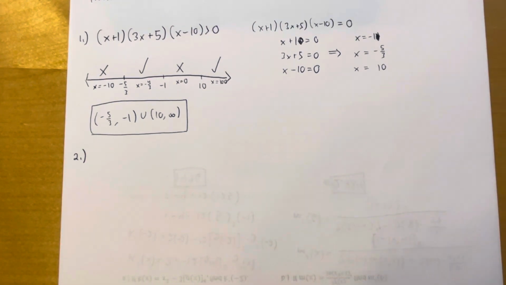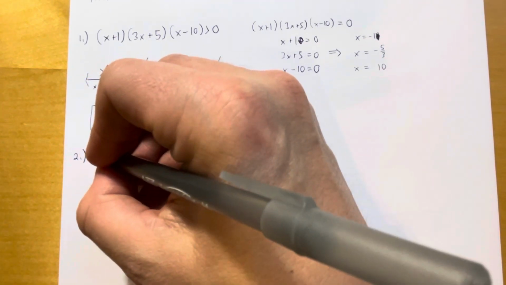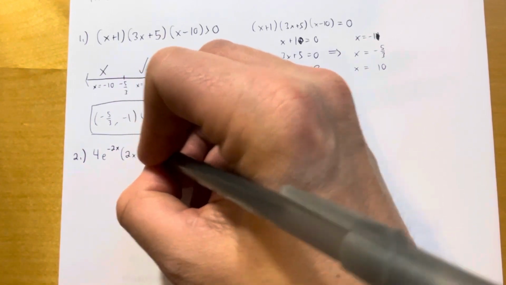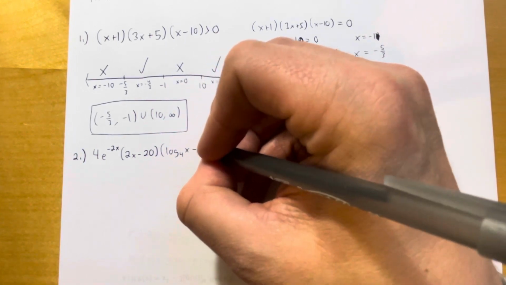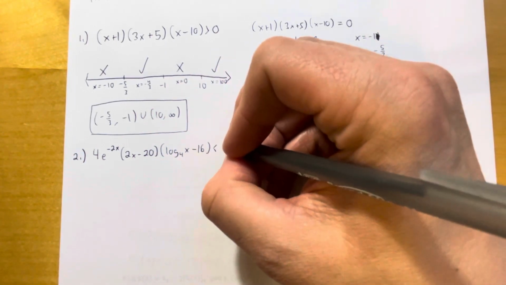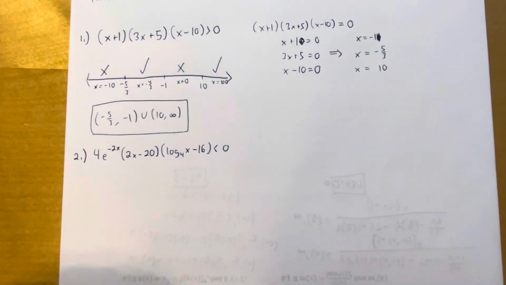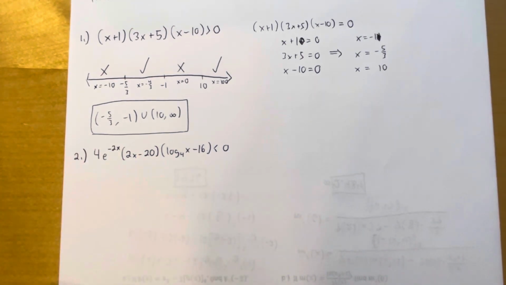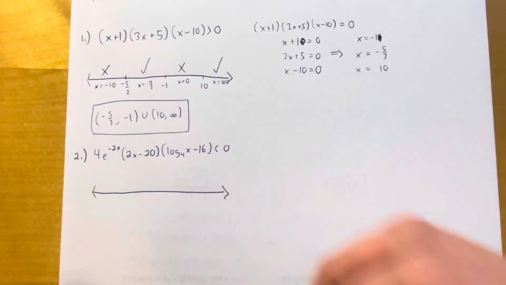All right. Let's take a look at another problem. So this one is 4e to the -2x, 2x minus 20, log base 4 of x minus 16 is less than 0. Okay? This is also in factored form. So I'm looking for those values that I want to put on my number line. If I were to take this and set it equal to 0, again, I could use my zero product property to solve for the values that are going to go on my number line.